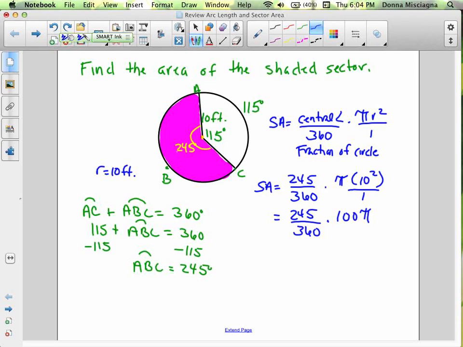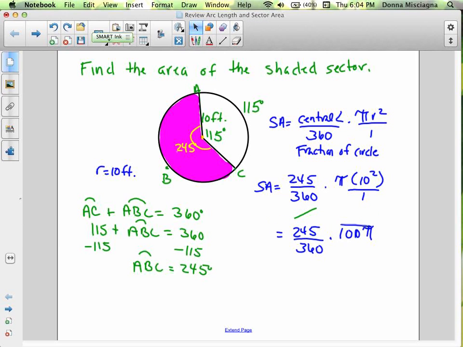So that gives us 245 over 360 times 100 pi. Right? And now it's a good idea to reduce. This is easier to reduce first with smaller numbers than to wait and reduce later on. And you can either reduce numerator to denominator. It doesn't matter if I reduce the 245 with the 360 or the 100 with the 360. Chances are I'm going to be able to reduce both a little bit. Well, right away, 245 and 360, they are divisible by 5.